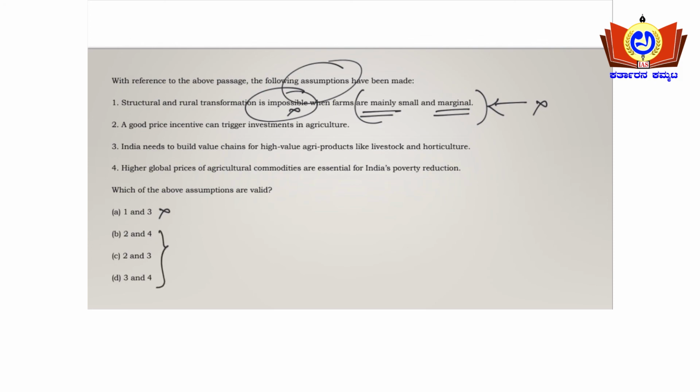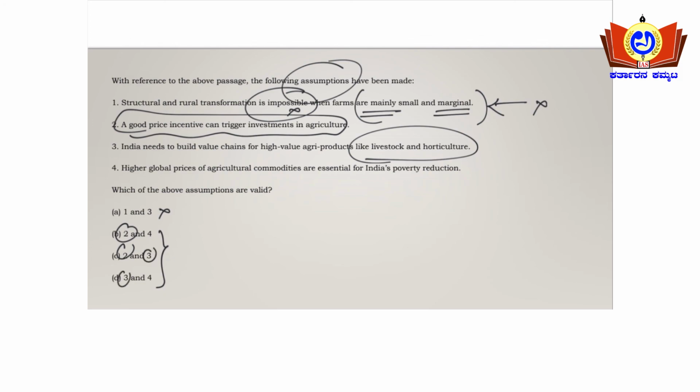A good price incentive can trigger investments in agriculture. See, this is what happened in agriculture, right? After the relative price influx, investments were triggered in agriculture. So this can be a good option. So two are there. We shall check the third option. India needs to build value chains for high value agri products like livestock. No, livestock and horticulture they were not talking about. So the third option can be eliminated.